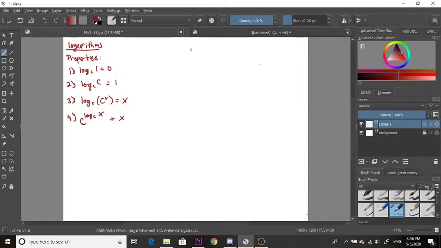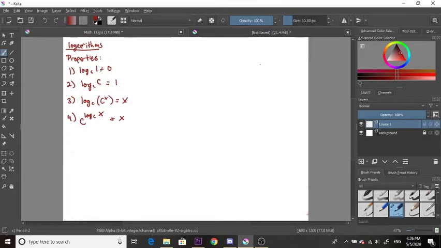So last time we were starting to look at logarithms. We looked at how you can change between the exponential form and the logarithmic form. We looked at some of the very basic logs that you would see on calculators, and we also looked at some of the properties, namely these four.